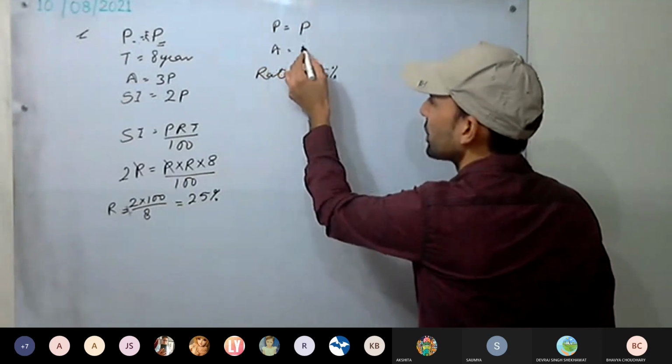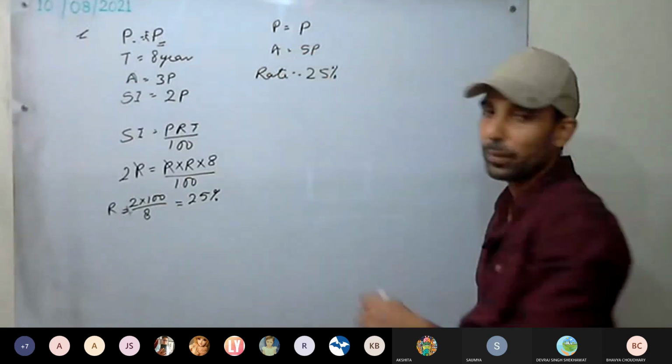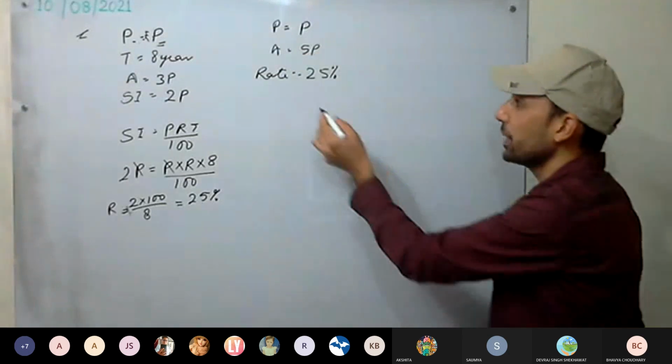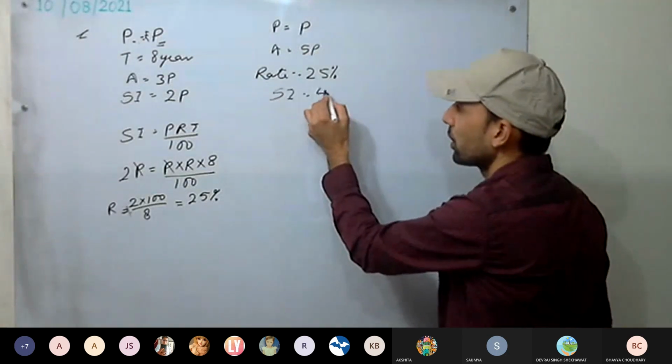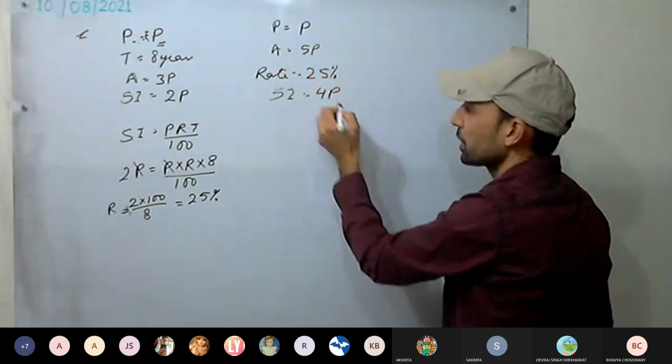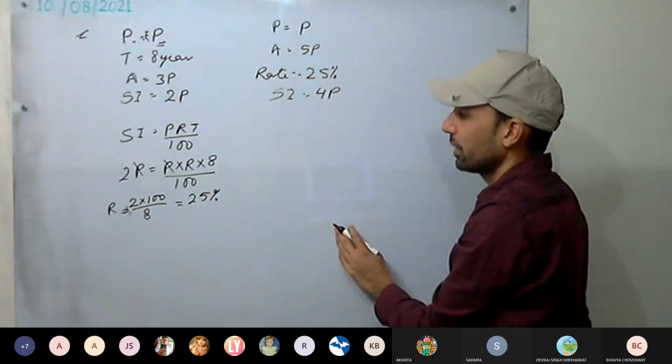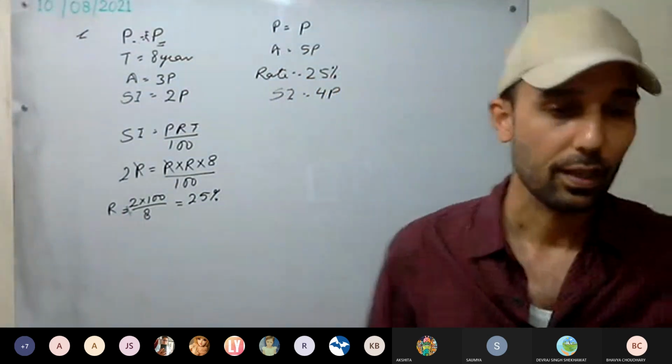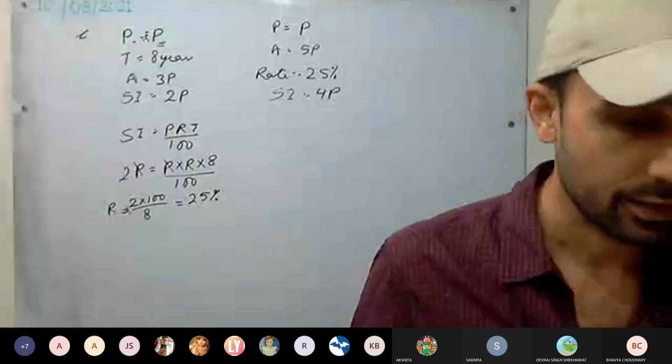Amount will be how much? 5P. It becomes 5 times itself. That means simple interest will be how much? 4P, amount minus principal. Calculate and tell me, in how many years will it be? How much are you getting? Calculate.